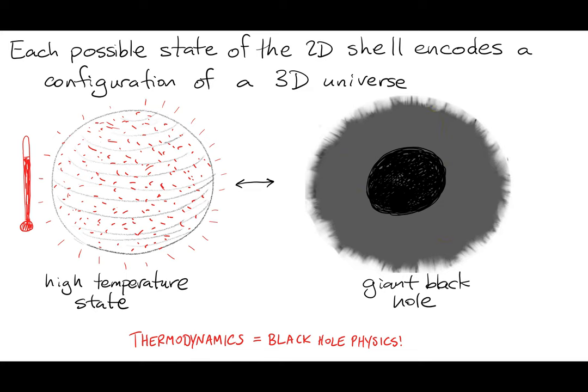So all of those connections that people noticed in the 1970s without understanding at all follow immediately from this correspondence, because the black hole is a thermodynamic system. All your laws of thermodynamics, you can translate into laws that apply to the black hole, and then you get all these things. So that's one of the really incredible things that happened with this holography.